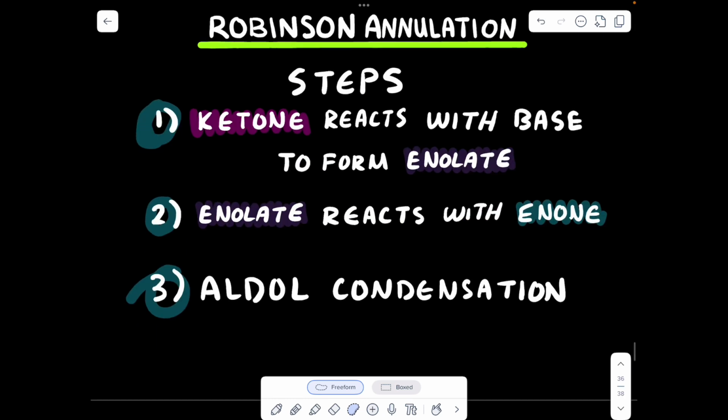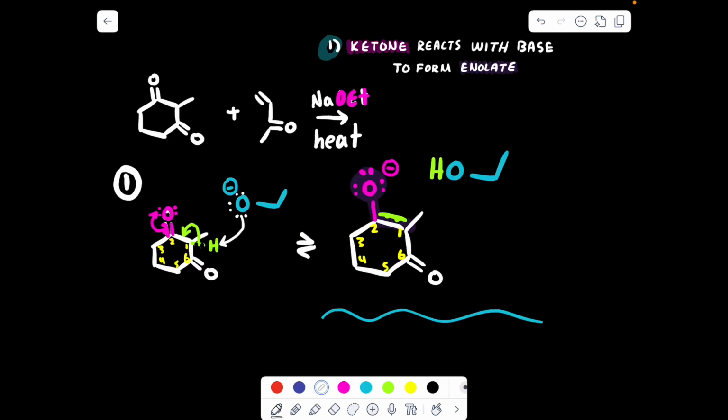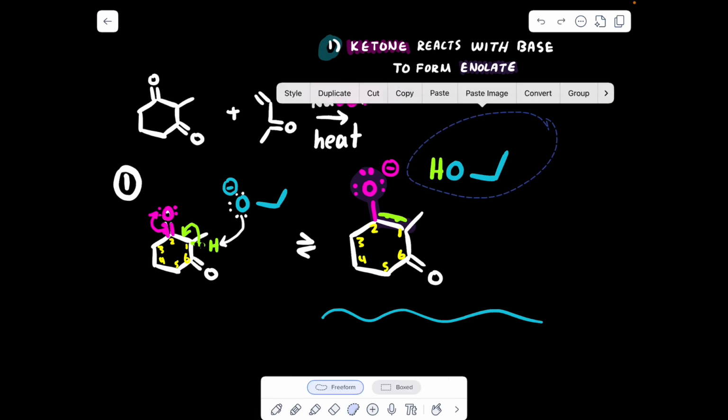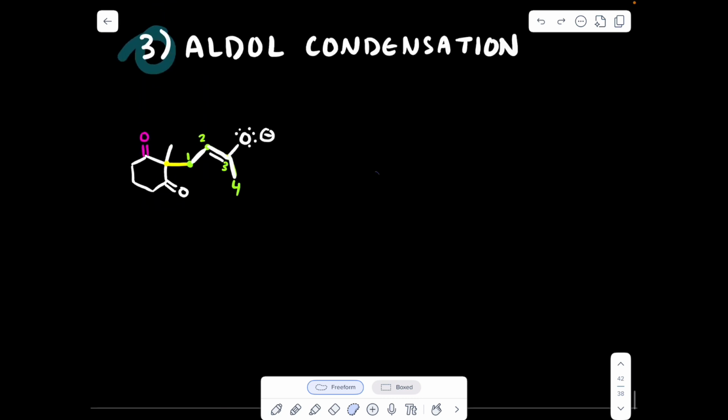So all that's left to do is perform step 3, which is the aldol condensation, and we also need to somehow form this 6-membered ring. So first, I want to remind you what a byproduct of step number 1 was. We got ethanol. So I'm going to copy and paste ethanol down here. And remember, we have an Na plus floating around as well, so that can be a neutralizer right there.